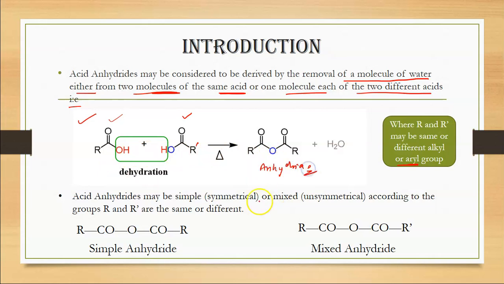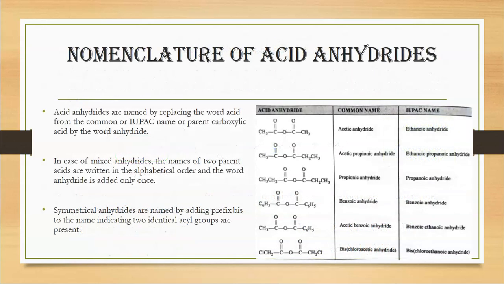Your acid anhydride could be simple, that means symmetrical like this, where both of the alkyl or aryl groups are the same, or mixed or unsymmetrical like this, where one of the alkyl groups is different from the other one. That is how you will categorize acid anhydrides into two parts, symmetrical and unsymmetrical acid anhydrides. So the next topic is the nomenclature of acid anhydride.